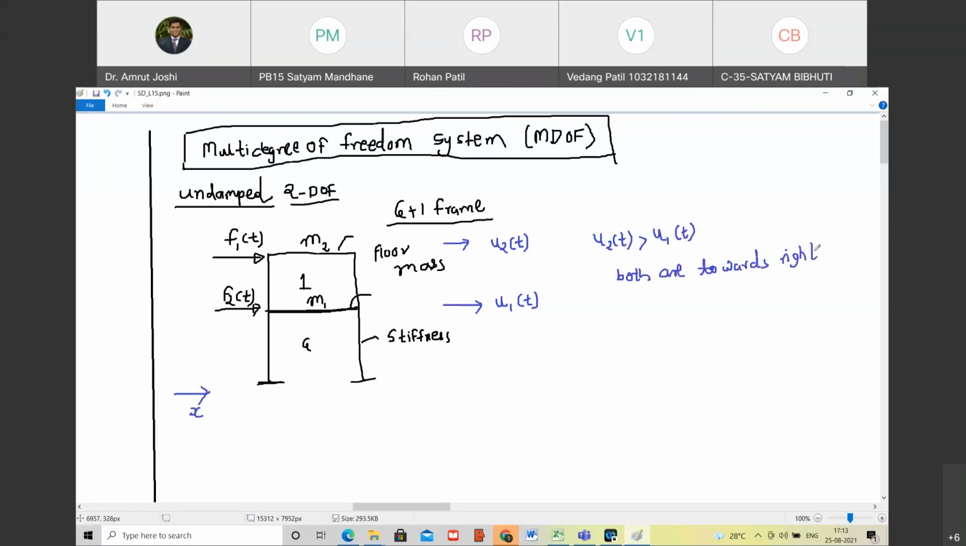There is no compelling reason that this should hold good for all instances of time. So it is not true for all instances of time.